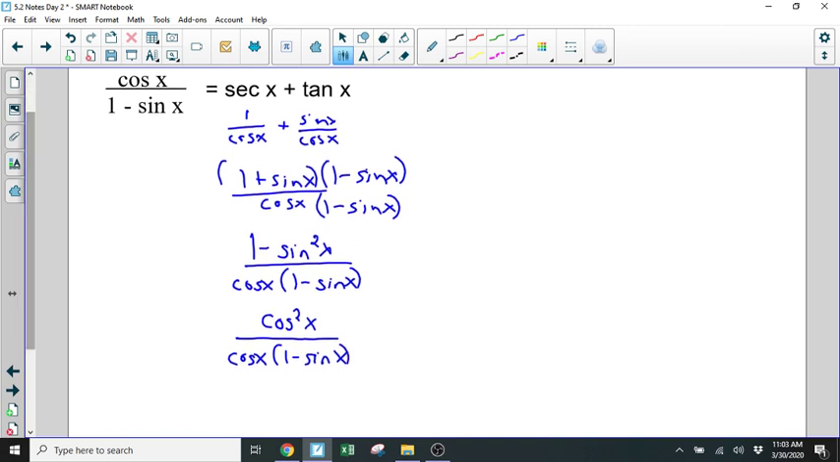I've got a cosine in the top and a cosine in the bottom that I can simplify out of there, leaving me with just a cosine in the top and a 1 minus sine x in the bottom, which is actually what we were trying to prove. So we would stop there.